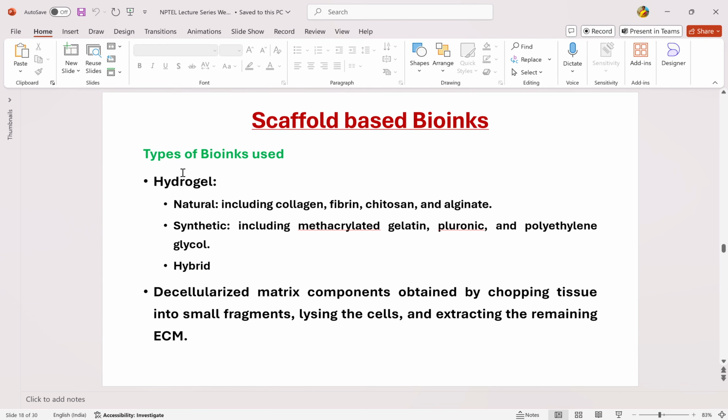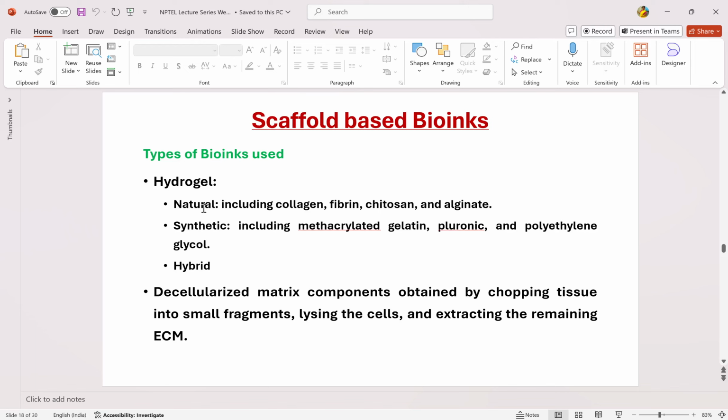So for scaffold based bioinks, the type of bioink that is used is hydrogel, which could be natural, including collagen, fibrin, chitosan, and alginate, or it could be synthetic, including methacrylated gelatin, pluronic, and polyethylene glycol. Or you can make a hybrid of natural as well as synthetic hydrogels.